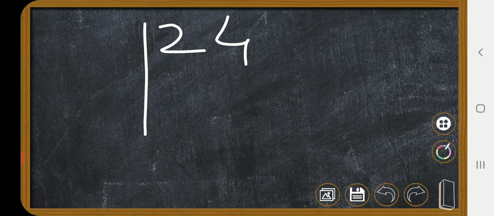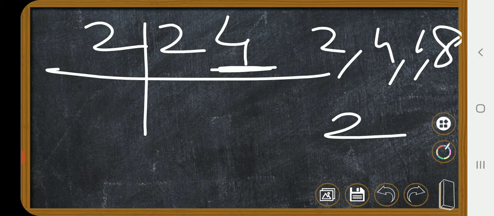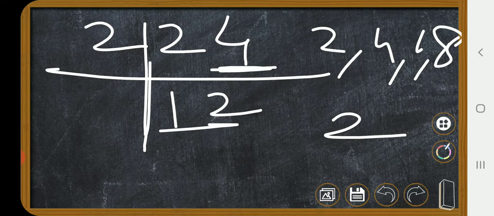Now we'll see how to find the prime factors of 24. In a given number, if the unit place number is 2, 4, 6, or 8, then that number is divisible by 2. Here in 24 the unit place number is 4, so it can be divided by 2. So we write 2, 2 ones are 2, 2 twos are 4. Here we only write the quotient, nothing remains.